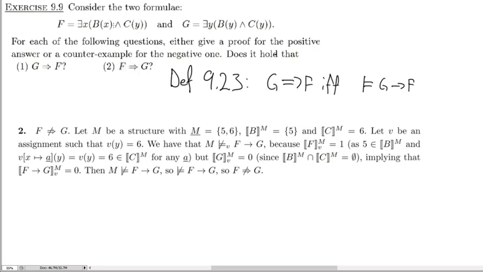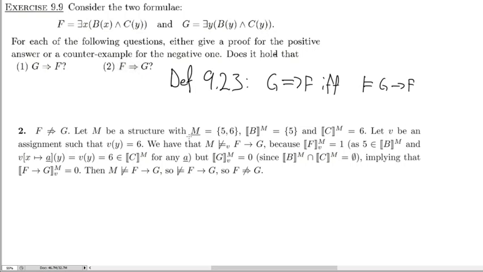We can think about this. If there exists at least one element in B and there is some other element in C, this does not mean that B and C necessarily have at least one element in common.